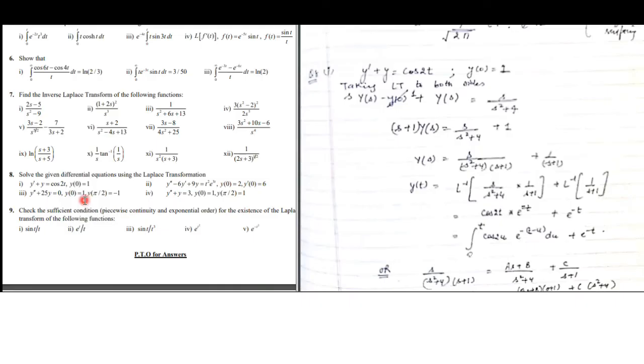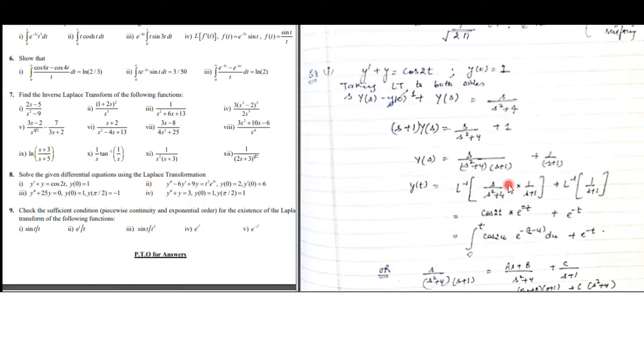In question number 8, we have to solve the following differential equation using the Laplace transform. The first is y dash plus y is equal to cos 2t under the condition y at 0 is 1. So the procedure is, first of all we take Laplace to both sides. The Laplace of y dash is sY(s) minus y at 0. Laplace of y is Y(s). Laplace of cos 2t is s upon s square plus 4.